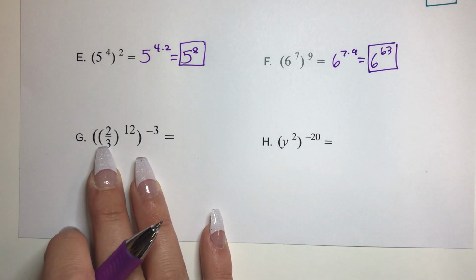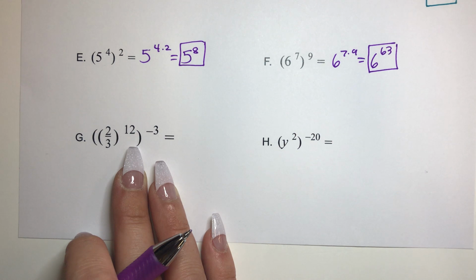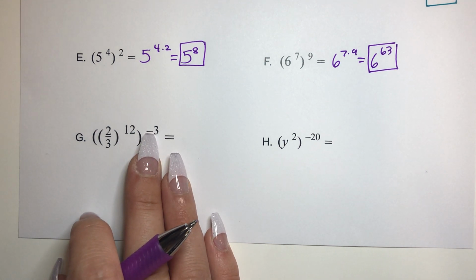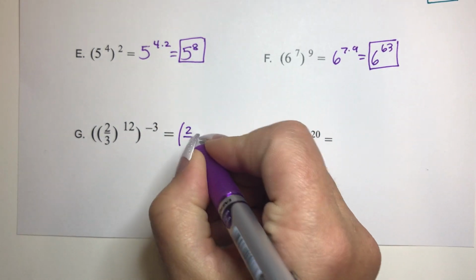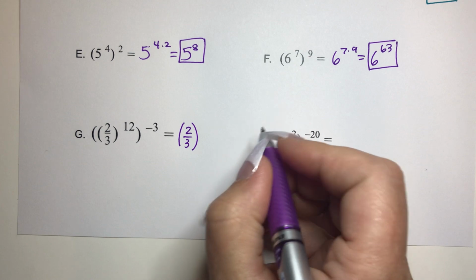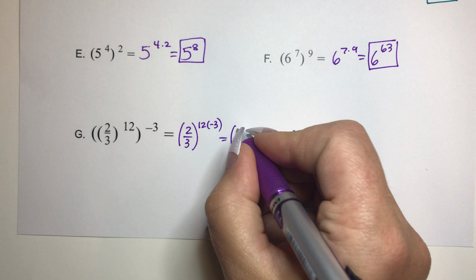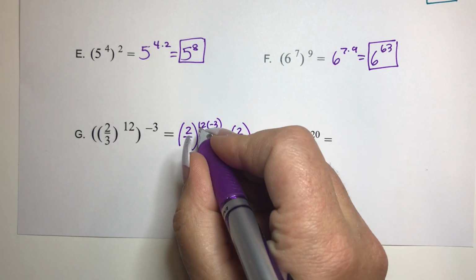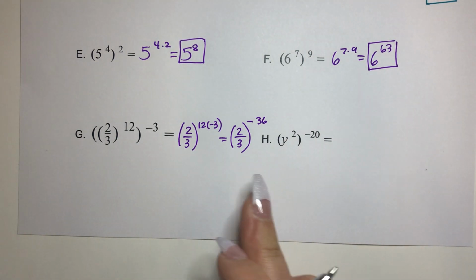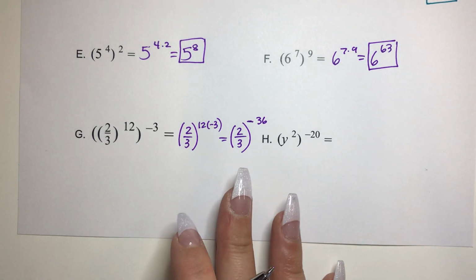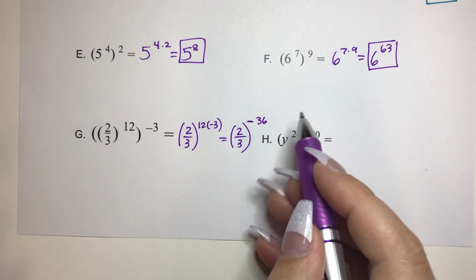This one, okay, we have our base here, 2/3 raised to the 12th power, all raised to negative 3. So the power rule says we keep this base, and 12 times negative 3 equals, a positive times a negative is a negative. 12 times 3 is 36. Okay, now this one's fun because whenever you have a fraction, what that means is each thing in this fraction is raised to the negative 36th power.